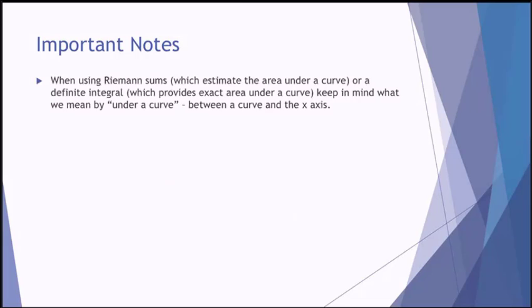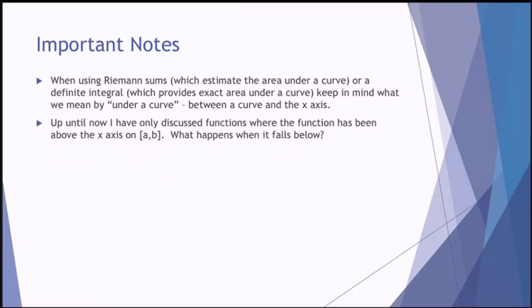When you're using Riemann sums, which estimate the area under a curve, or a definite integral, which provides exact area under a curve, keep in mind what we mean when we say under the curve. We do not actually mean under the curve. We mean between the curve and the x-axis. It's a little bit of a misnomer. Up until now, I've only discussed functions where the function has been above the x-axis on the interval from a to b. That has been by design. It keeps the conversation simpler.